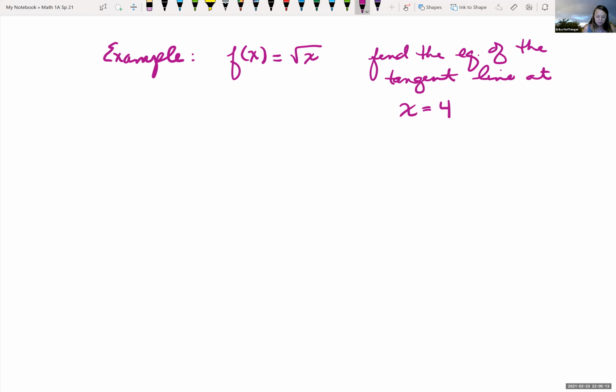Okay, so we need a point. And so to find the point, we're going to plug in 4 wherever we see an x. So we're going to look at f of 4, which is equal to the square root of 4, which is equal to 2. Okay, so we know we have a point at (4, 2).